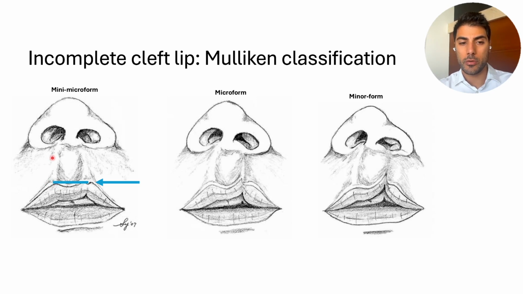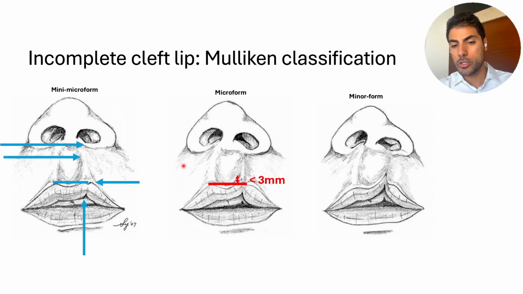So this is the mini microform. We can also start seeing a notch in the vermilion. You can see a depression. So we can see a depression starting in the philtrum. Also, we can see that the nasal cell started to depress. As for the microform, this difference that we can see here in the Cupid's bow peak starts to form. So we have a difference, but this difference is less than 3 millimeters. And this is how we differ a micro from a mini microform.